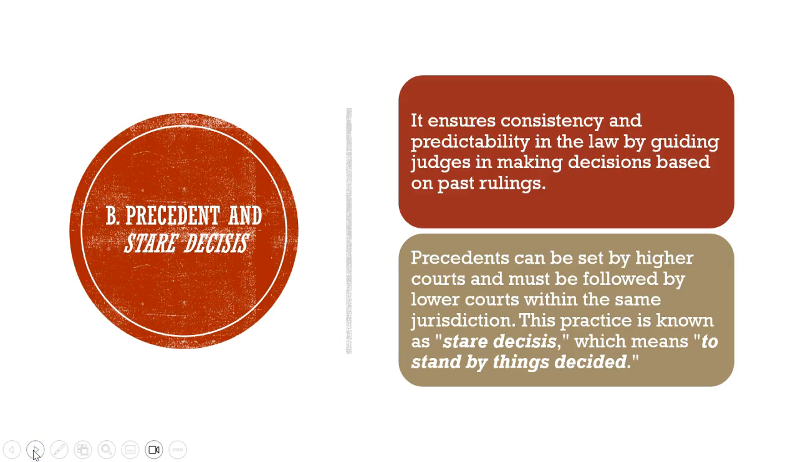All right, so precedent and stare decisis. Stare decisis is a way that the American court system ensures consistency and predictability in the law, and so the judges are guided in making decisions based on past rulings. These precedents are set by higher courts, and they must be followed by lower courts within the same jurisdiction. And this practice of the courts is called stare decisis. That's a Latin term, and it means to stand by things decided.